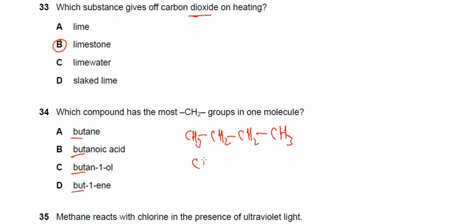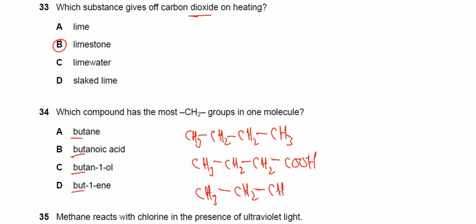In butanoic acid it should be CH3, CH2, CH2 and COOH. How many again? 2. In butanol, we have 3: CH3, CH2, CH2, CH2 and OH. So how many CH2 groups are there? 3. So this should be the right answer.